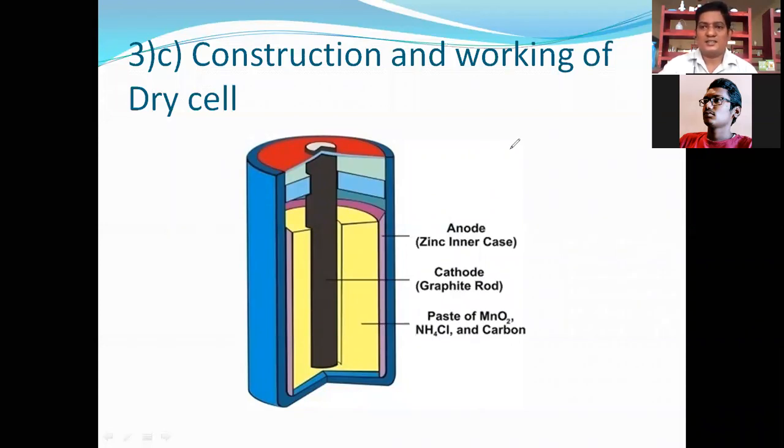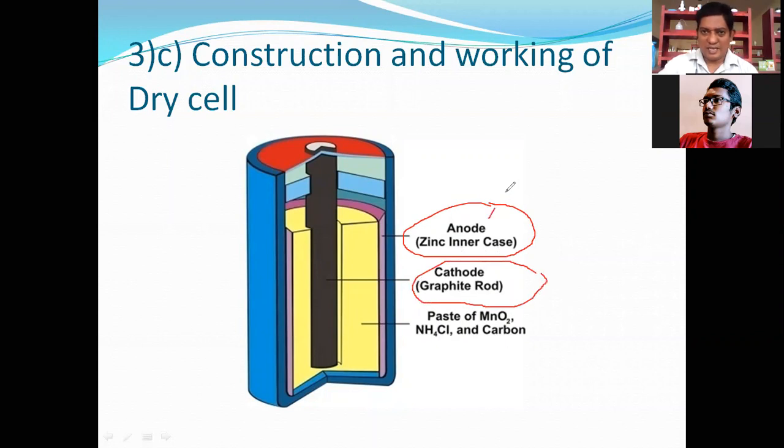In your previous class, we have discussed the primary cell and its mechanism, and here we can have an example, where I'm taking a zinc metal cap. The zinc metal cap is known to be anode and the graphite rod is known to be cathode. And I'm taking the paste, MnO2, NH4Cl and carbon. NH4Cl, MnO2 and carbon are known to be the electrolytic medium.